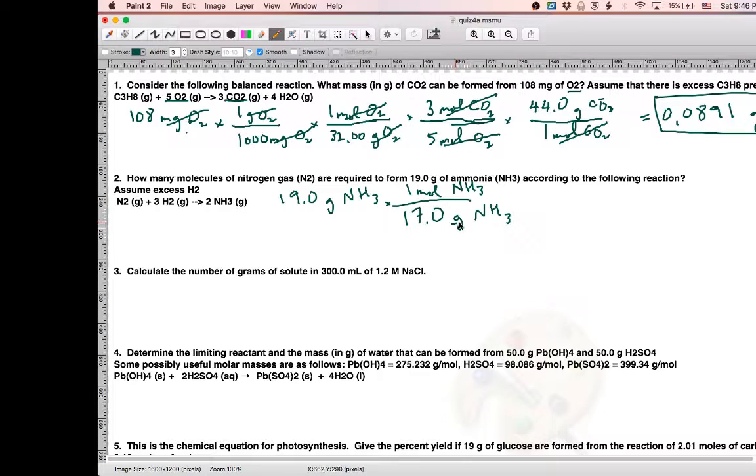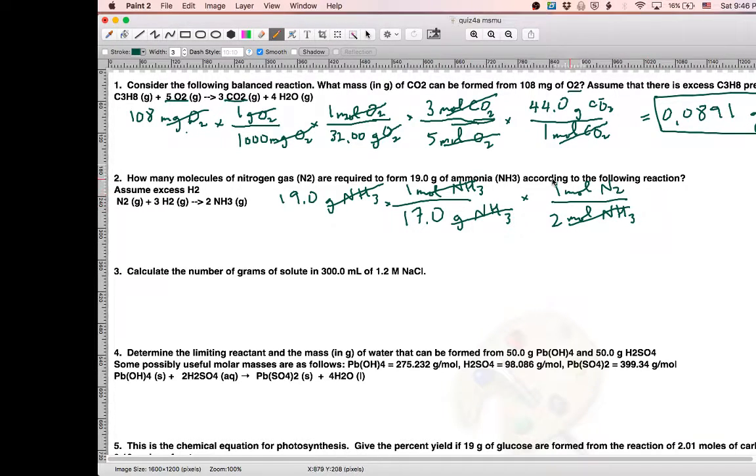So grams of ammonia cancel. I have moles of ammonia. What am I looking for again? Oh, nitrogen gas. Okay, so there's 2 moles of ammonia for 1 mole of nitrogen gas. Moles of ammonia cancel.